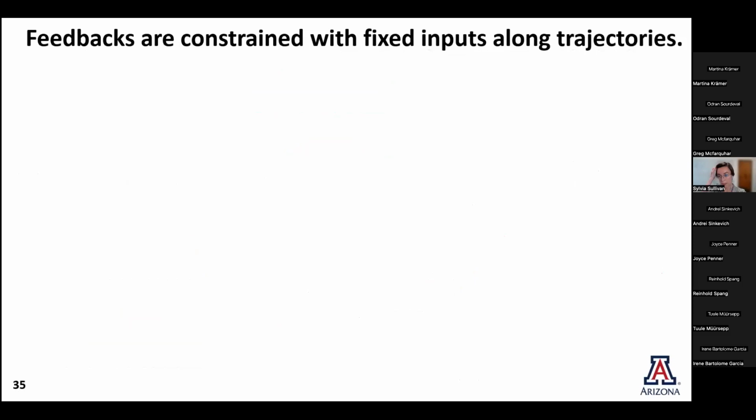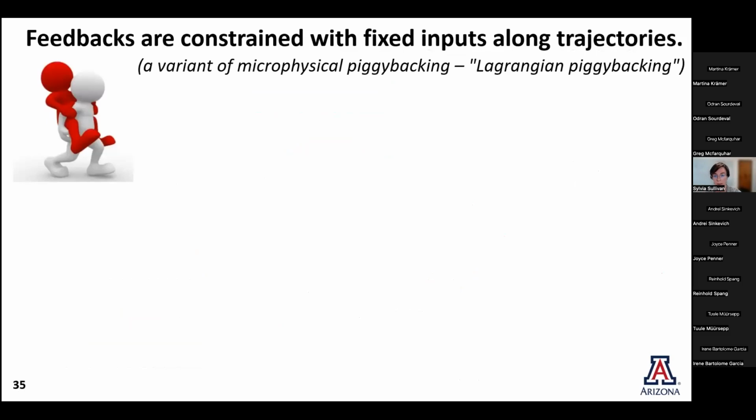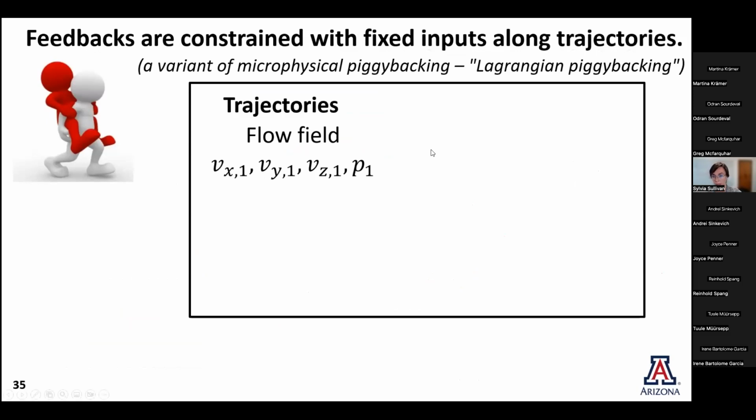We do that by constraining inputs to microphysics schemes along trajectories. You can think of this as a variant of something called microphysical piggybacking, if you're familiar. We call what we're doing with the trajectories Lagrangian piggybacking. The idea is that within a storm resolving model, we generate trajectories, and those trajectories track the flow field over time, as well as the pressure. Then in the online simulation, that flow field and pressure are used as inputs to the online microphysics scheme that produces our mass and number in the cloud.